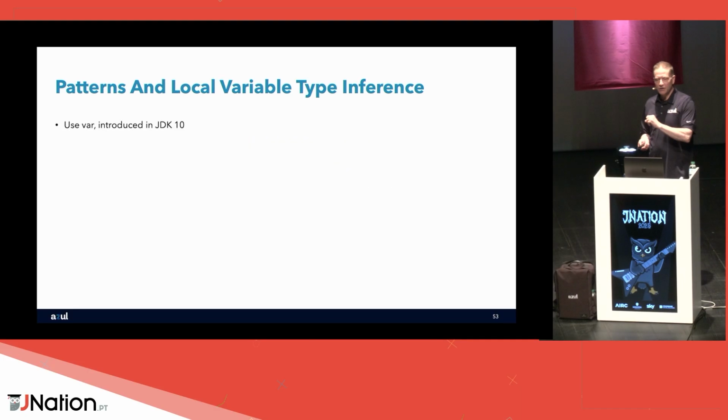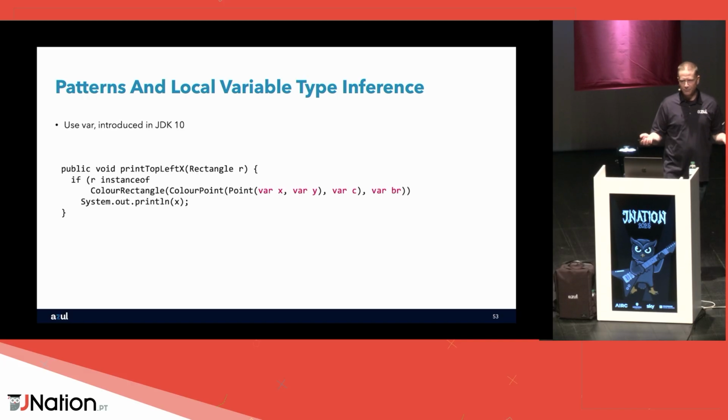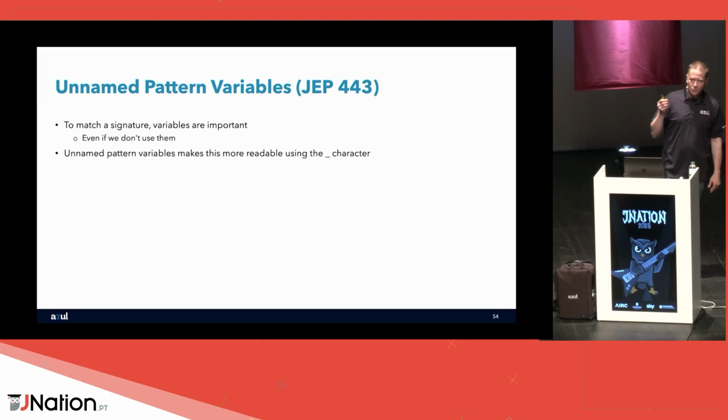First is we can use local variable type inference. Introduced in JDK 10, we can use var rather than having explicit types. And we can simplify things by saying ColorRectangle(ColorPoint(Point(var x, var y), var c), var br). And then it's slightly easier to read, even though it's actually less understandable because you don't know what the types are. But then in JEP 443, they introduced the idea of unnamed pattern variables. What this does is allow you to match against something, but not care what it is, which kind of seems a bit counterintuitive when you think about it, but it actually makes sense.